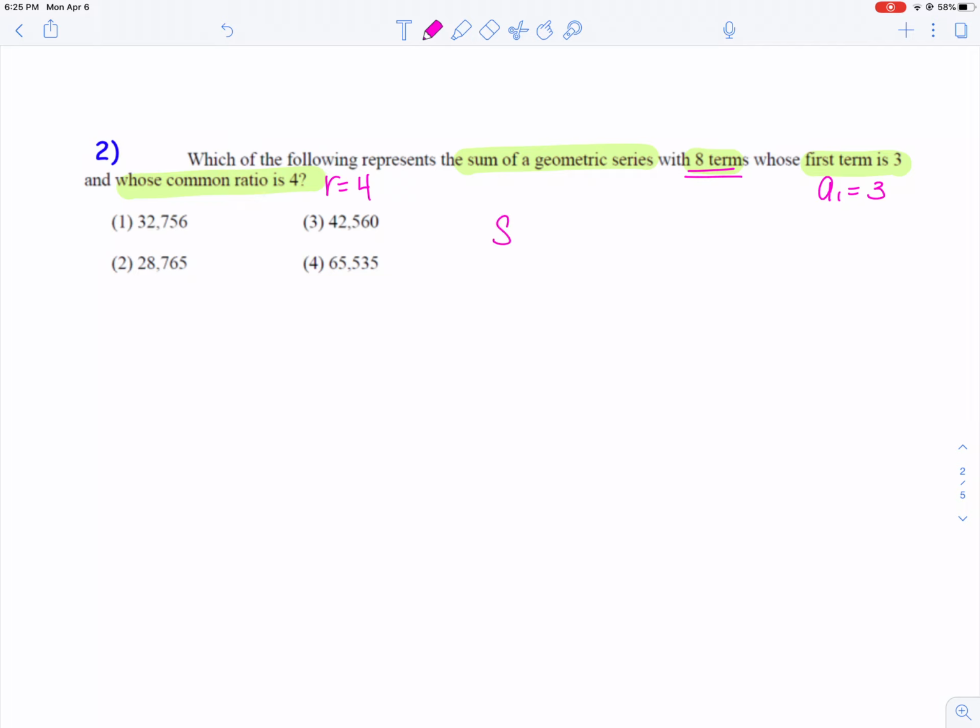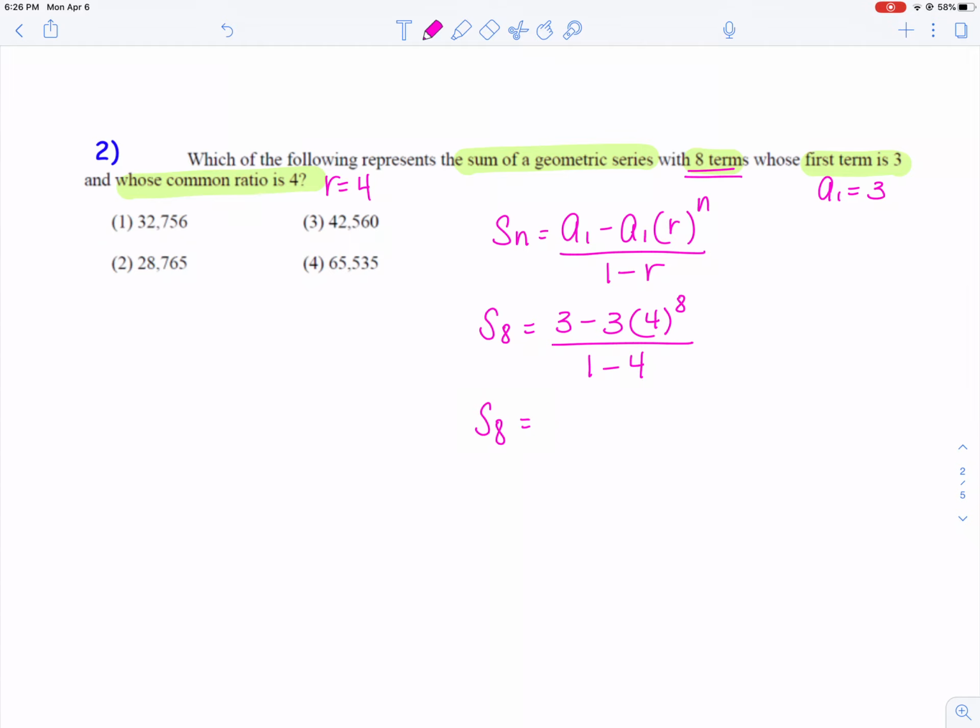So again, I'm going to write my formula down. S sub n is going to give me a sub 1 minus a sub 1 times that common ratio to the n, over 1 minus our ratio. So if I want the sum of the first 8 terms of this geometric sequence, I would take my first term, 3, minus 3 times that common ratio, which is 4, to the 8th power, over 1 minus that common ratio, again 4.